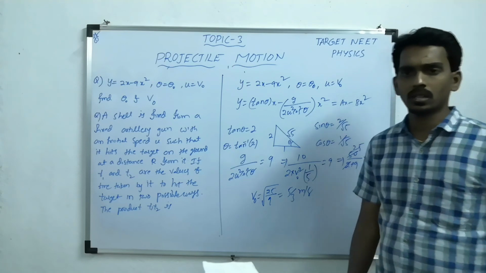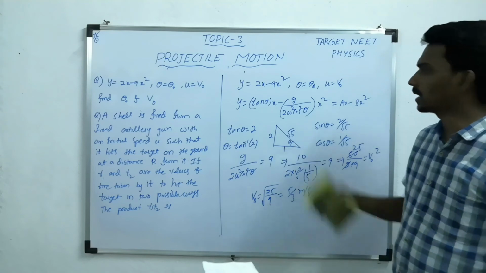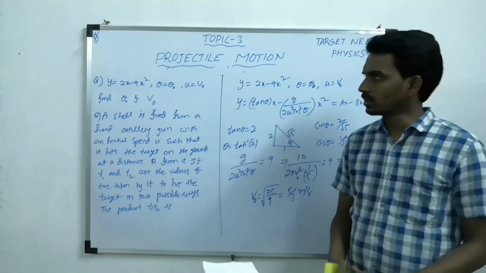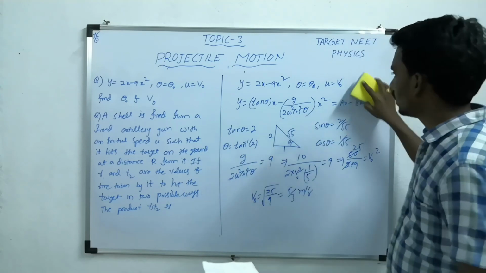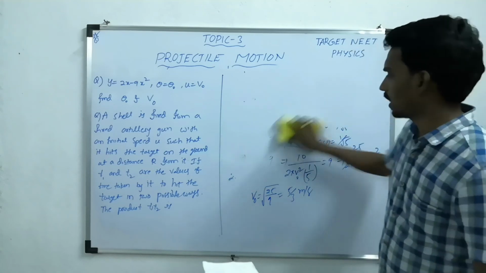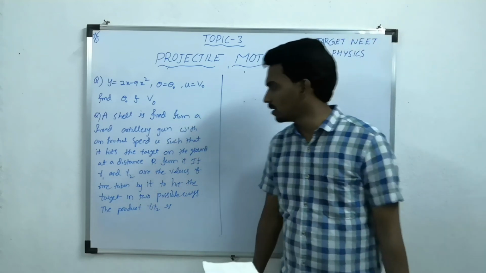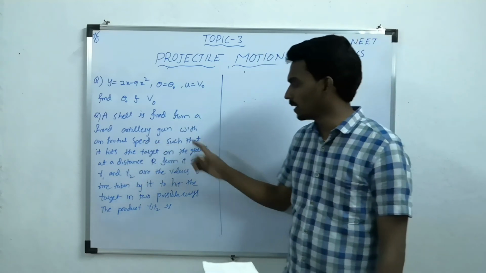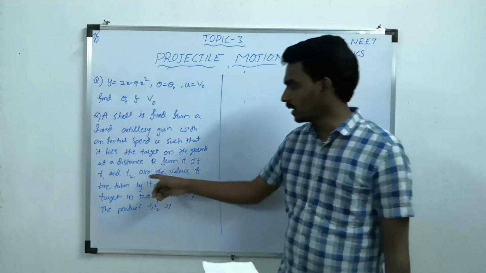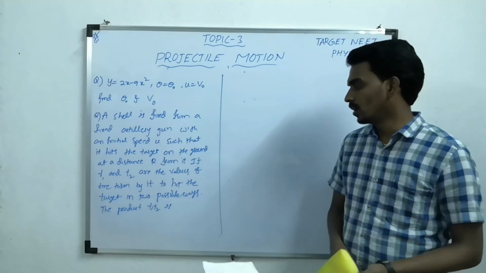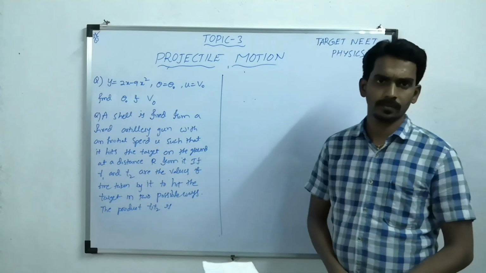So this way you can solve questions based on projectile motion. Similarly, let us try to understand the second question. The first question was based on the trajectory equation. Read the second question carefully and try to understand it properly first. A shell is fired from a fixed gun with an initial speed u such that it hits the target on the ground at a distance r from it. If t1 and t2 are the times taken by it to hit the target in two possible ways, the product t1 t2 is.